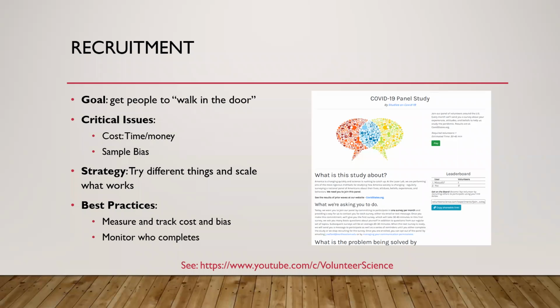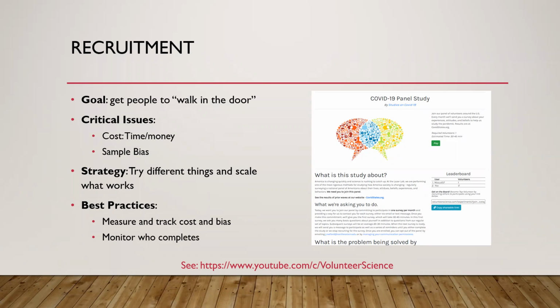The other issue is sample bias. Your recruitment method gives you people who are in some ways different from the population you're trying to talk about. Generally, sample bias is unavoidable, but at least you want to minimize it and identify it in your recruitment. So my suggestion is sort of twofold.